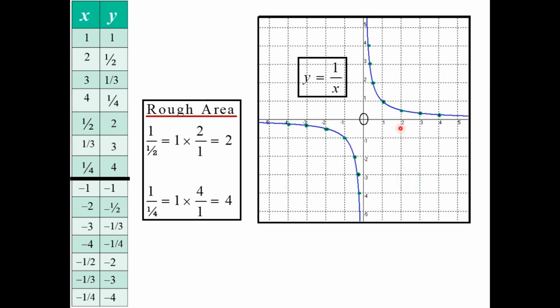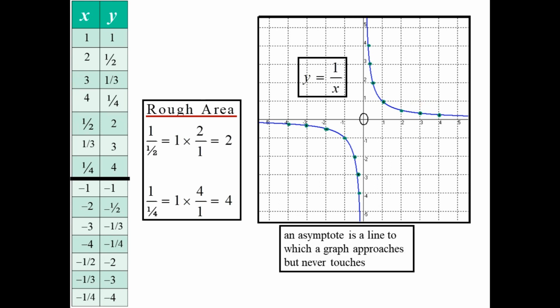Notice a couple things about this. As this blue line goes along, it's getting closer and closer to the x-axis, but it'll never touch it. It gets really, really close, but never actually touches it. And we've got a special name for such a line. It's called an asymptote. An asymptote is a line to which a graph approaches but never touches.